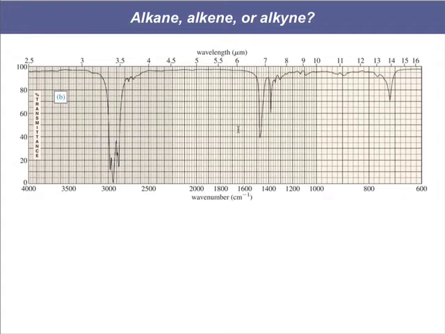Spectrum B, alkane, alkene, or alkyne. Well, this is clearly an alkane. This is exactly what our baseline looks like. We've got the CH sp3 stretching. You've got the CH bending in the fingerprint region. We've also got some carbon-carbon single bonds here, looks like at around 1400. This looks like a plain old alkane. Nothing fancy.